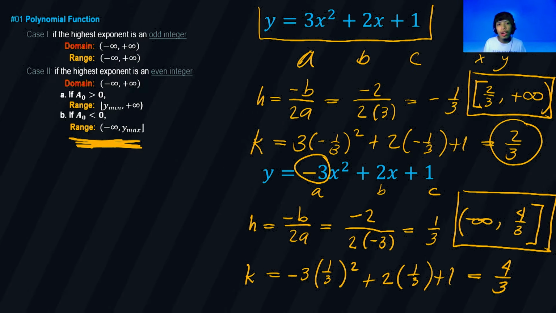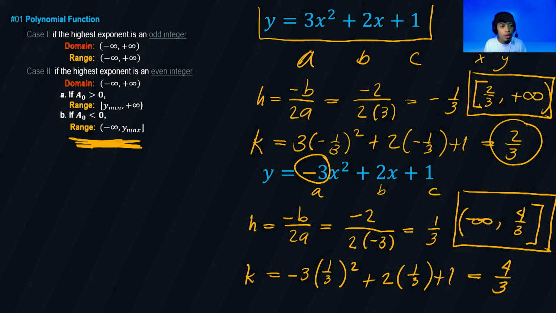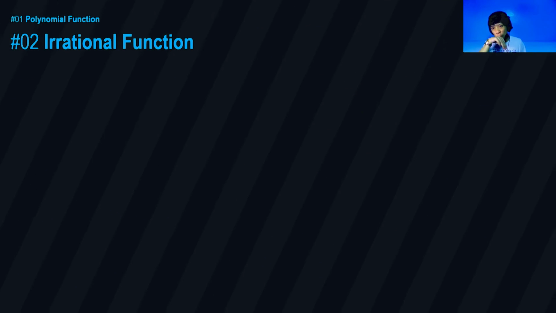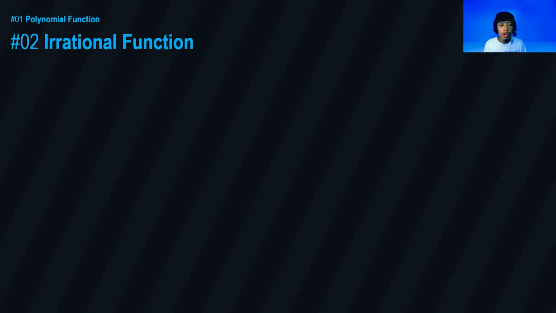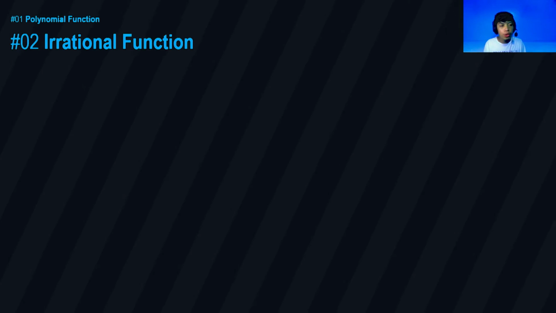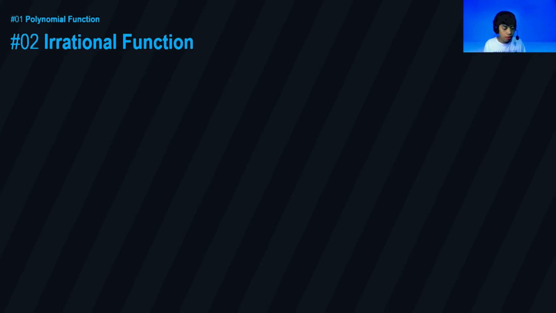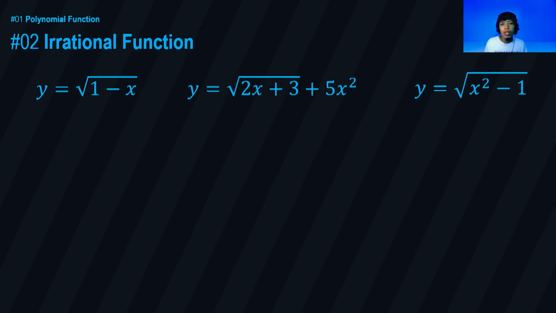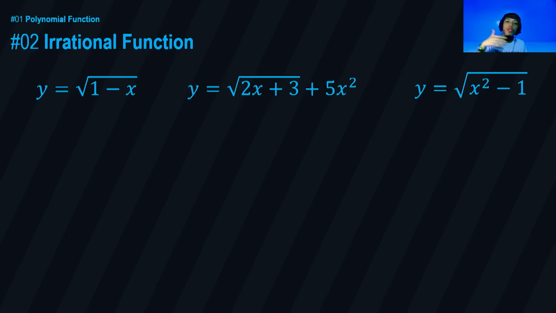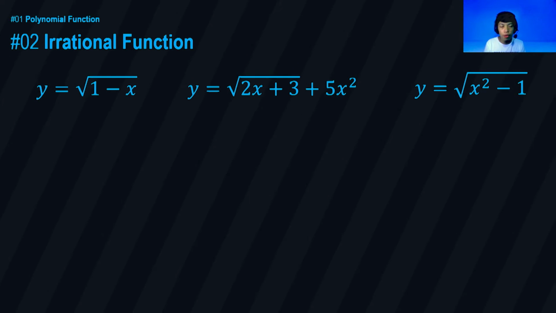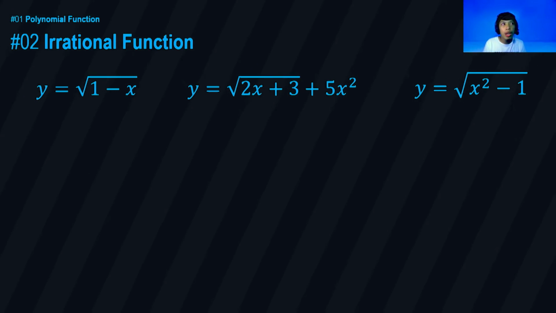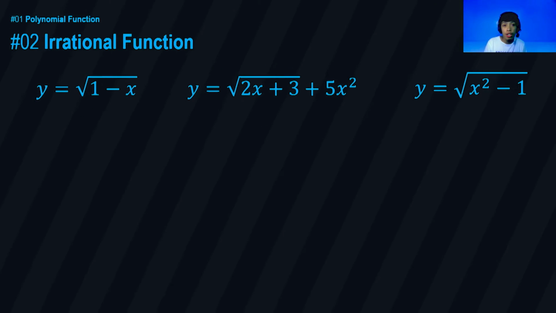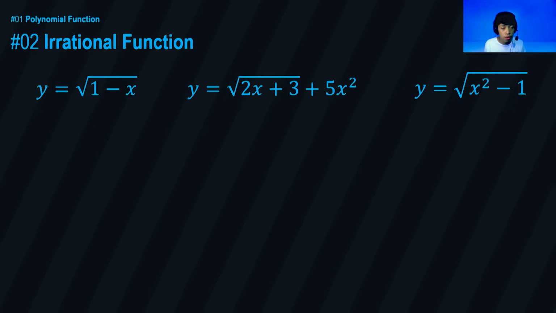So that's how you find the domain and range of a polynomial function. We have number 2, when dealing with irrational function. How do we solve for the domain and range when dealing with irrational function? We have this as an example. Take note, on the previous video, if you have watched it, we used the definition of the domain and range in finding the domain and range of the function.